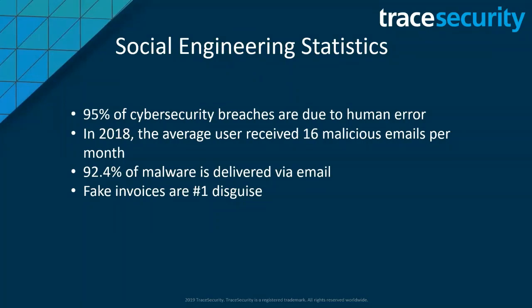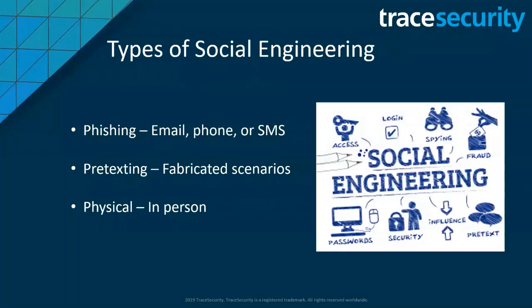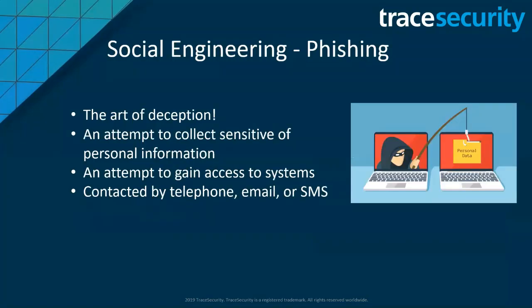So now that we have the statistics out of the way, and we know that social engineering is a huge problem and that humans fall for many of those antics, let's go over some of the different types of social engineering. There are three basic types of social engineering that I like to go over. There's phishing, which is email, phone, or SMS based. There's pretexting, which we'll go into more detail later, but basically uses really fabricated scenarios. And then there's physical, which means exactly what it says. It's in person.